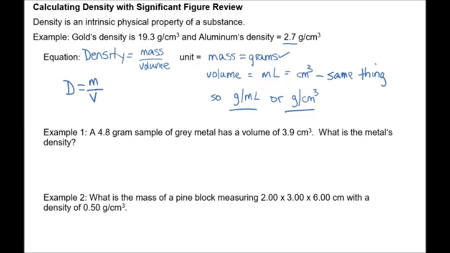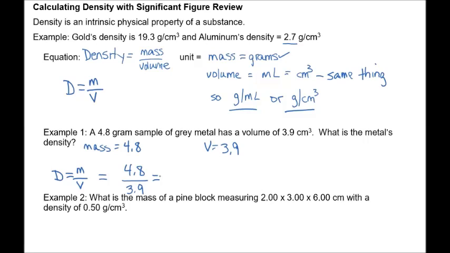We're going to work a couple of examples. We have a 4.8 gram sample of gray metal, and it has a volume of 3.9 centimeter cubed. What is the metal's density? So we have mass equal to 4.8 grams, and we have volume equal to 3.9 centimeters cubed. So we're just going to plug in to our density equation. So density is going to be equal to 4.8 divided by 3.9.